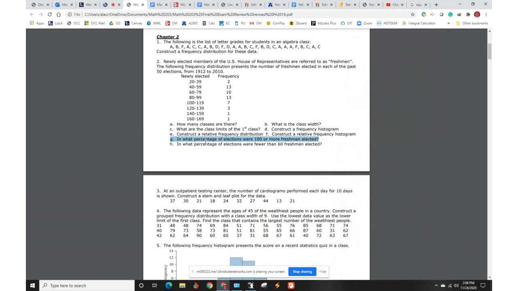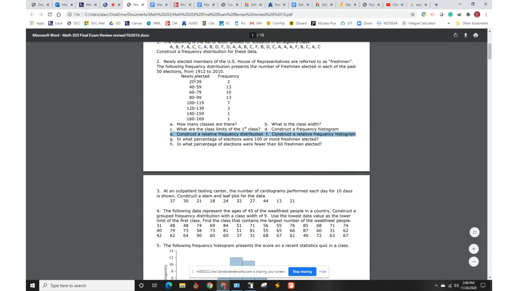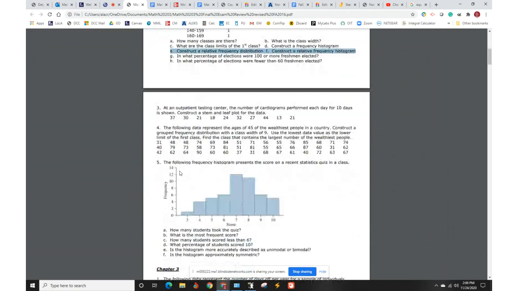Now, the only thing that changes on the relative frequency distribution, on the histogram, is that your column here is going to be in the percentages, or actually the decimal equivalents. That's the only thing that changes. The shape is still the same. The proportion is still the same.